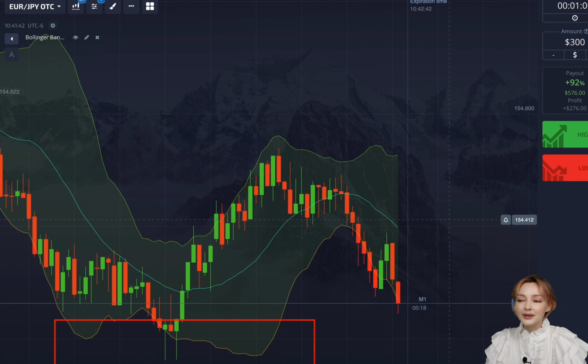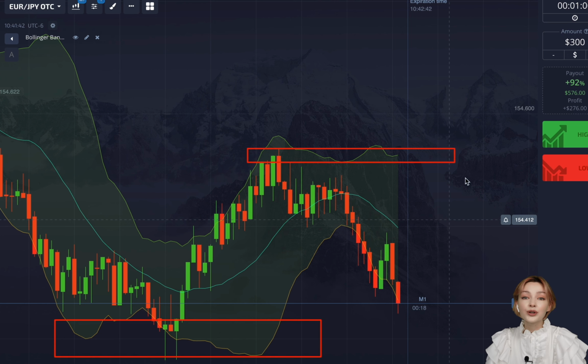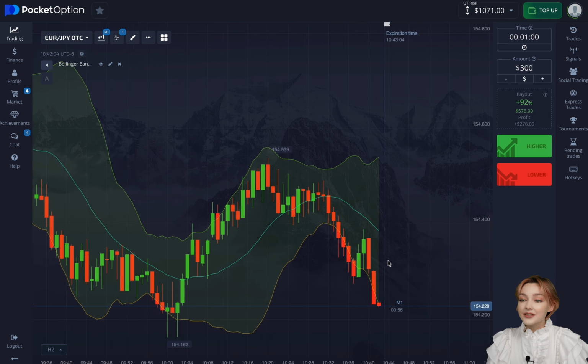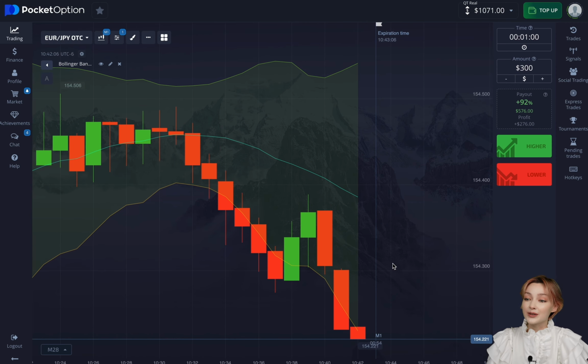Besides using the upper and lower lines of the Bollinger Bands indicators as levels of support and resistance, we're also going to be looking for potential candle patterns at reverse points and areas. What do I mean by that? For instance, let's consider the first deal that closed in profit.